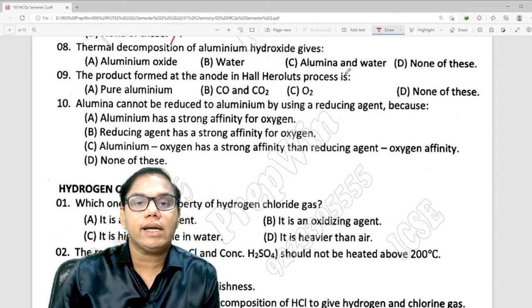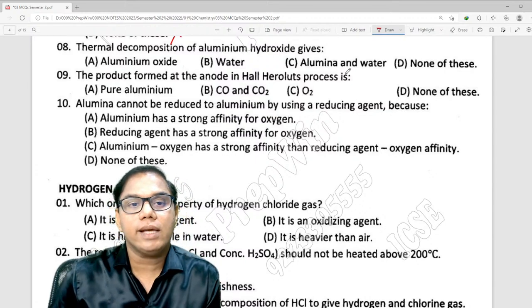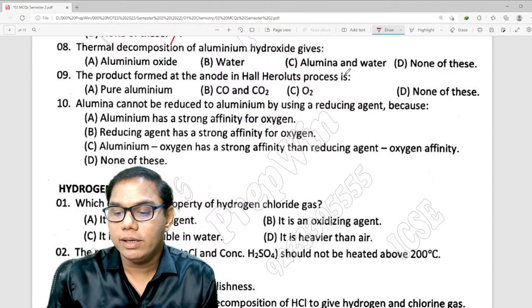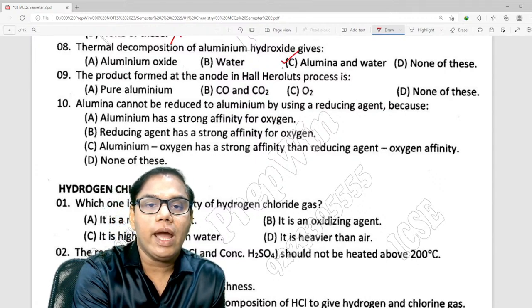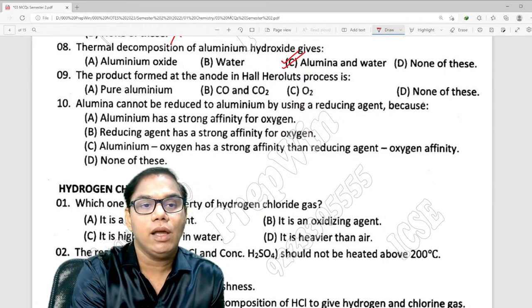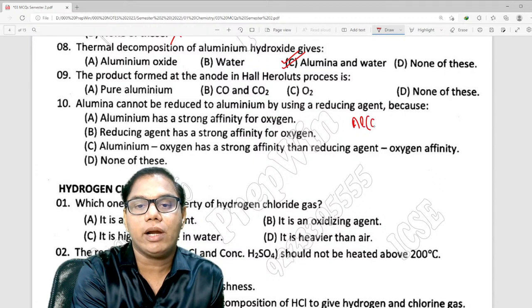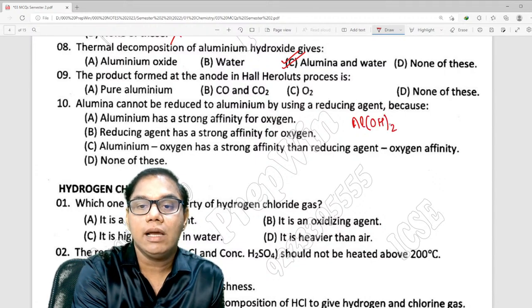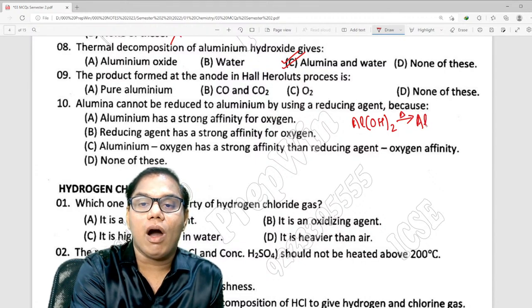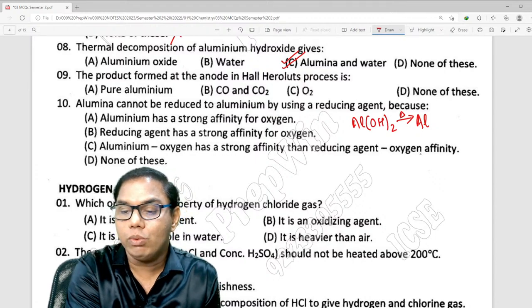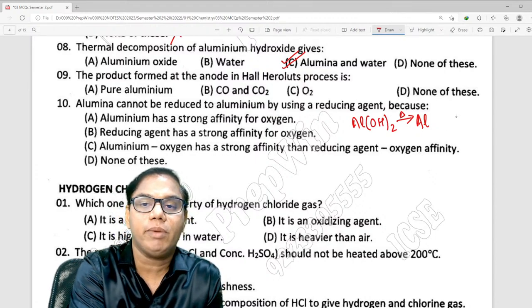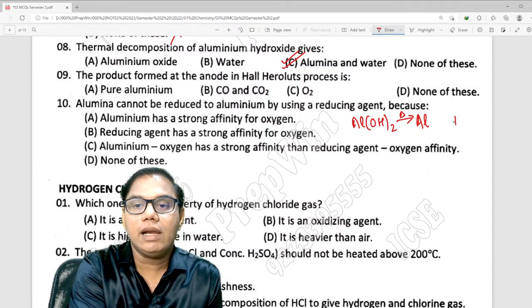Eighth one. What is the correct answer? Yes, I could see most of you are giving the correct answer as C. Look here. Aluminium hydroxide, Al(OH)3. When it is heated, yes, split hoga. But aluminium ka oxygen ke liye bahut affinity hota. It has affinity towards oxygen. Wo oxygen ko kisi bhi kimat mein. It will give water.